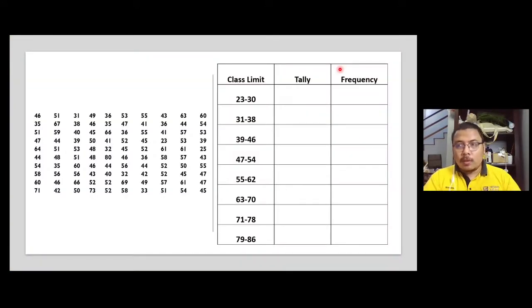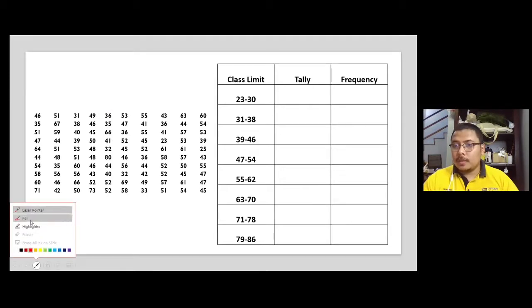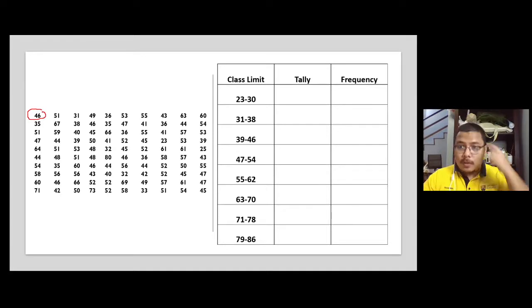So taking this raw data and arranging it into this frequency distribution, I think the best way to do this is to start right here with your first data value and put a tally where it lands. So let's say this is 46 here. Where is 46? It's going to be right here. And then you put a tally here.